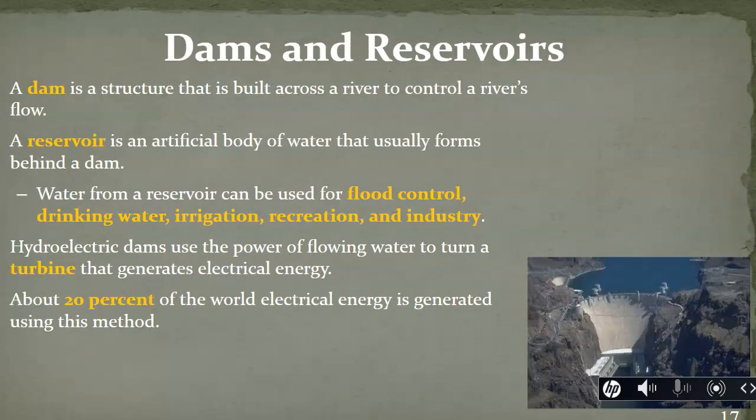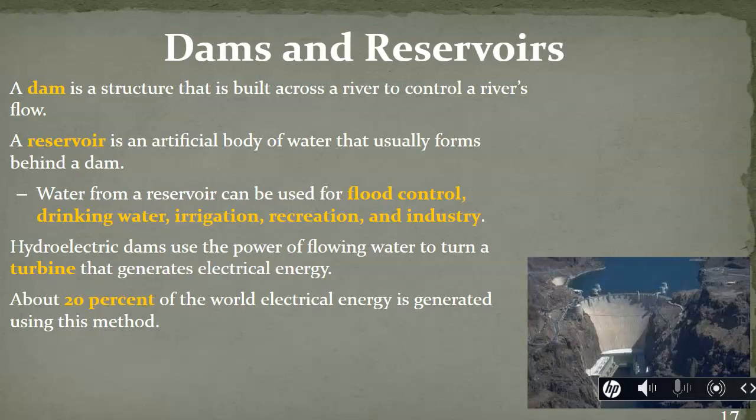Right. So in terms of dams and reservoirs, a dam is a structure that is built, right? It doesn't exist naturally, across a river to control a river's flow. A reservoir would be an artificial body of water that forms behind the dam. So you can see the dam in this picture and that giant body of water that forms behind the dam. Now, that reservoir of water can be used for flood control, drinking water, irrigation, recreation, and industry.